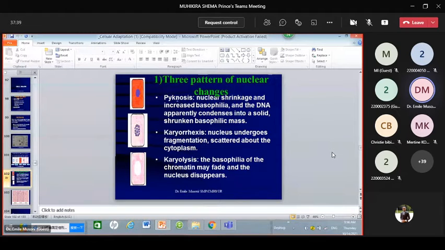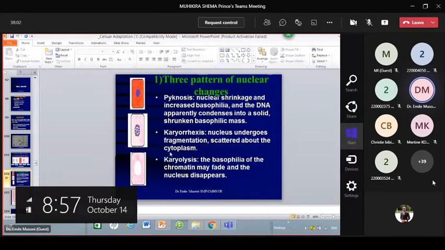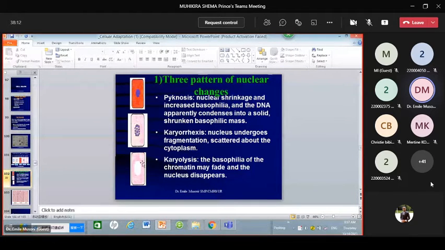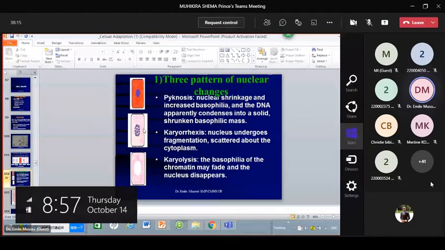So I have said pycnosis is nuclear shrinkage with decreased basophilia, and the DNA apparently condenses into a solid version. In karyorrhexis, the nucleus undergoes fragmentation. You see this one. And in karyolysis, the basophilia of the chromatin may fade and the nucleus disappears. As you see here, it is like there is no nucleus. And this one is fragmented.